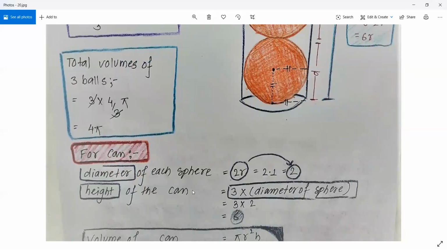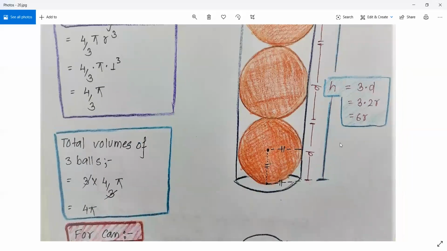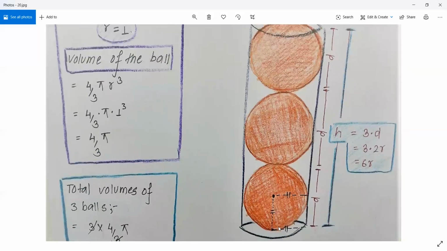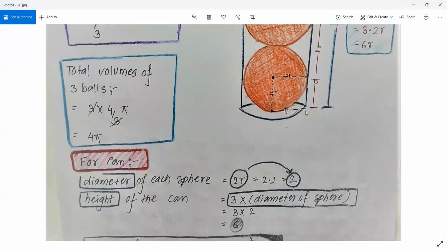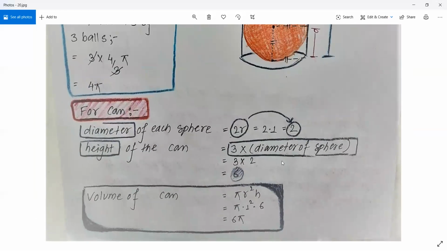So the height of the can will be 3 into the diameter of the sphere, as I have shown in the figure. From this point to this point, one diameter. From this point to this point, another diameter. Then this point to this point, another diameter. So when you add, it will be 3d, 3 into the diameter of the sphere. The diameter of each sphere will be 2, because I have supposed the radius as 1. So the height of the can will be 6.